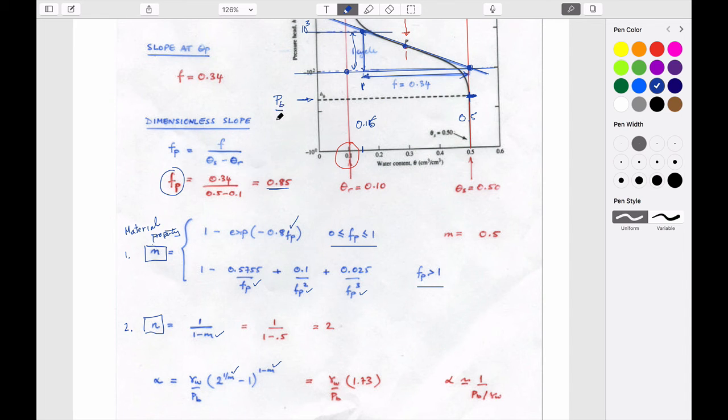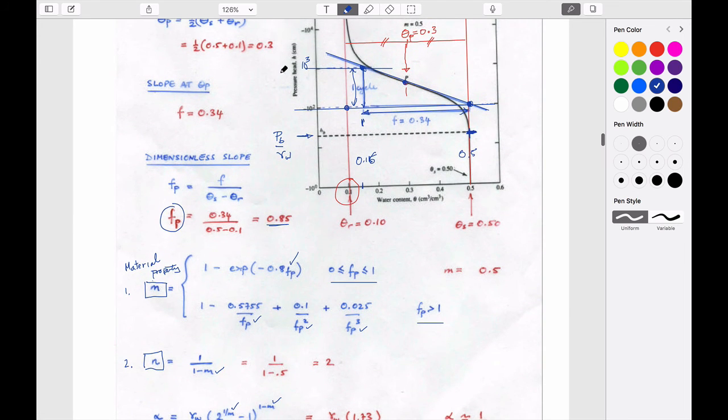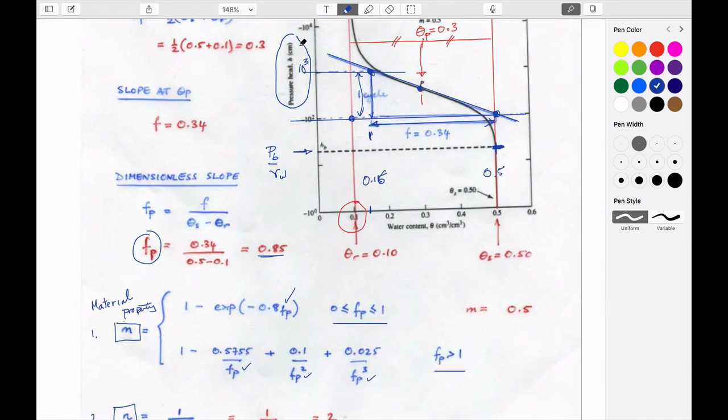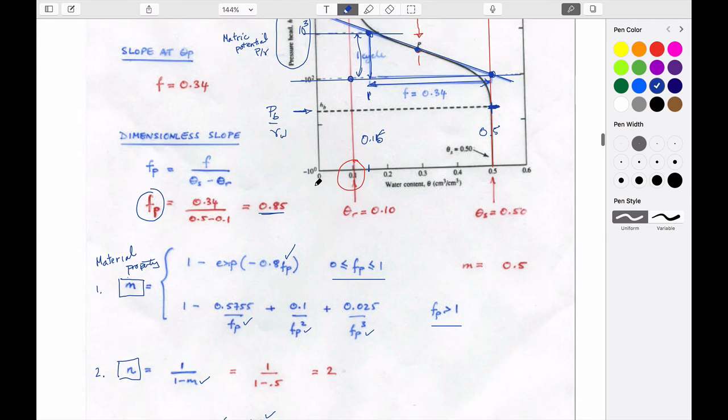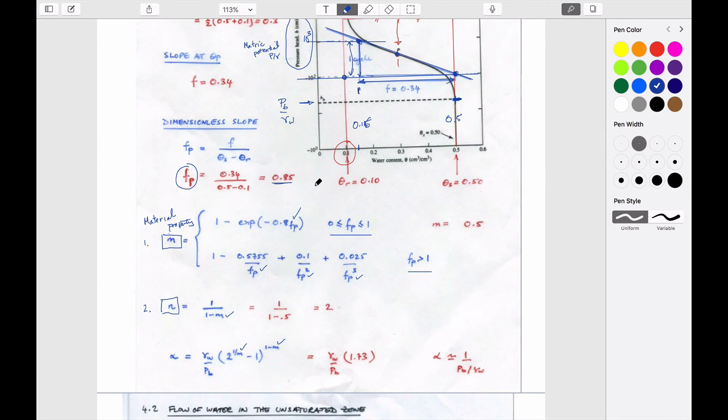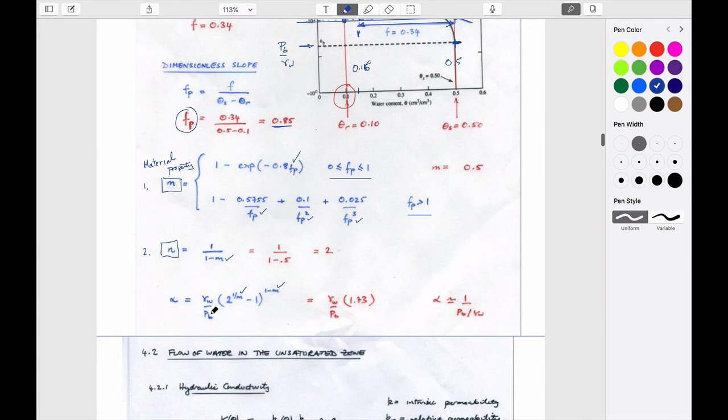And this is actually just divided by unit weight. This is actually a pressure head in this case, right? This curve is actually matric potential, which is just pressure divided by unit weight, units of length. And so if we use that magnitude in this, we have everything we need, and we have a value of our third parameter, which is alpha.